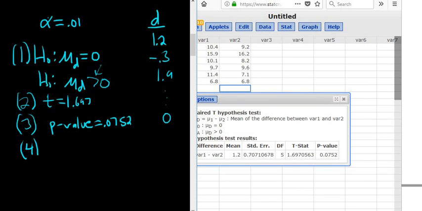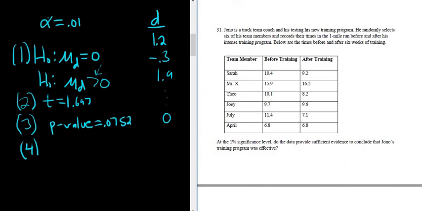Step 4 is the test decision. So in this case, we have to decide whether to reject or fail to reject. If the p-value is smaller than alpha, we reject. If it's bigger, we fail to reject. In this case, the p-value is bigger than alpha, so it's fail to reject H sub 0.